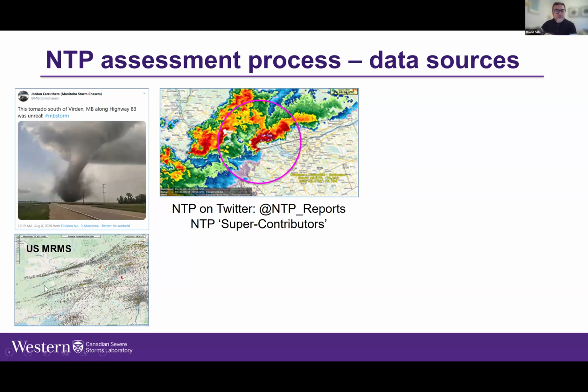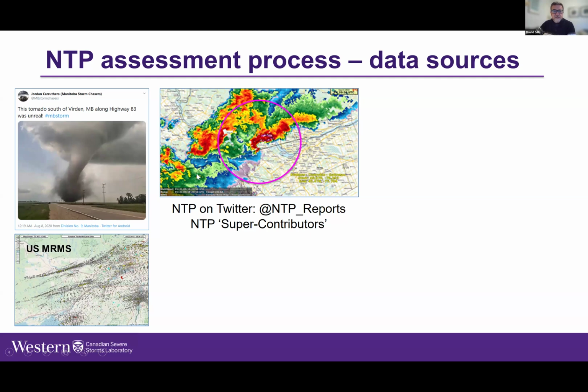You can see at bottom left here where we're using the multi-radar, multi-sensor system from the US that incorporates Canadian radar data to look at tracks of things like hail or rotation and give us an idea where long-lived thunderstorms, supercell thunderstorms may have gone through and created tornadic damage. And of course, looking at radar data itself, here's a big hook echo associated with that EF3 tornado that went northwest of Ottawa through the Dunrobin area in 2018.